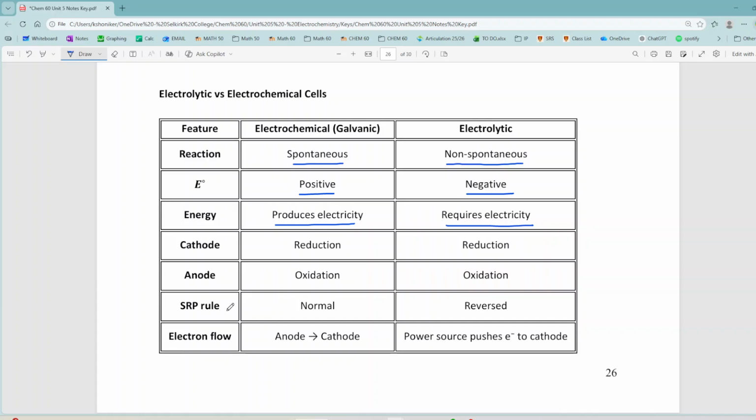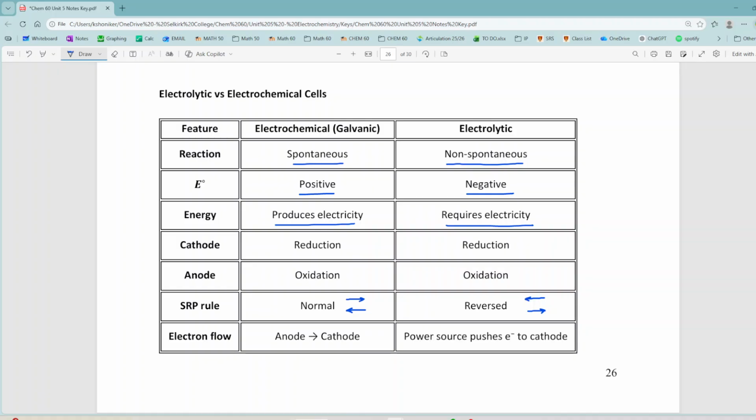But your SRP rules are reversed. For an electrochemical cell, your top reaction will be your reduction and your bottom reaction will be your oxidation. Whereas for an electrolytic cell, your top reaction will be your oxidation and your bottom reaction will be your reduction. Same thing with electrons: they flow from the anode to the cathode, but with the electrolytic cell, it's the power source that's pushing the electrons to the cathode. But it's still flowing to the cathode, so you don't have to reverse any of that.